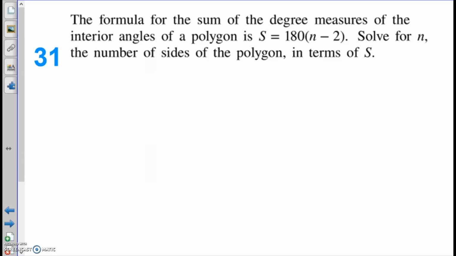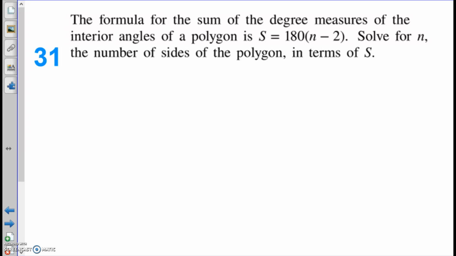Algebra 1, Common Core, June 2016 Regents exam, starting on number 31 for this one. The formula for the sum of the degree measures of the interior angles of a polygon is S equals 180 times n minus 2. Solve for n, the number of sides of the polygon in terms of S.